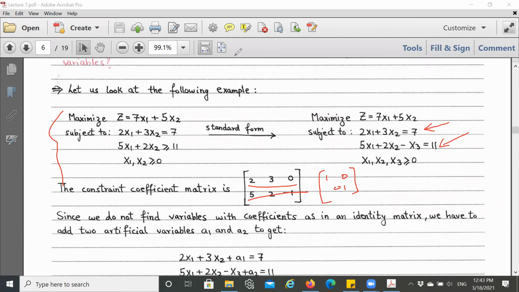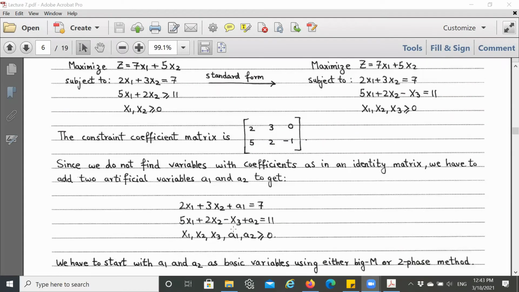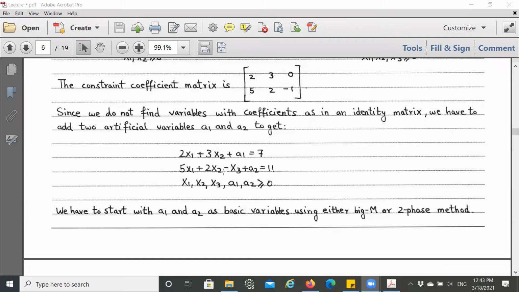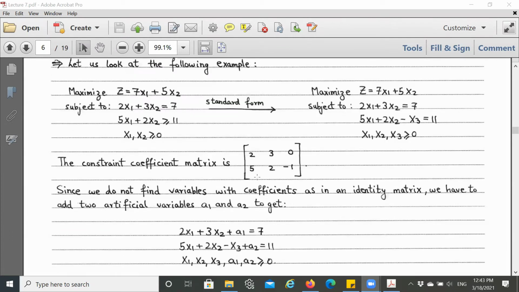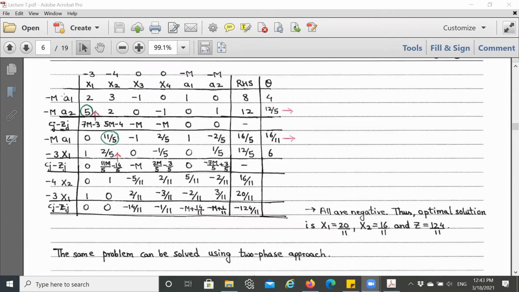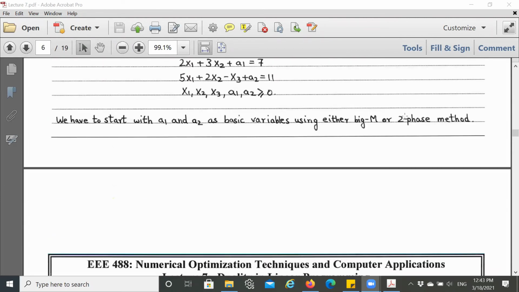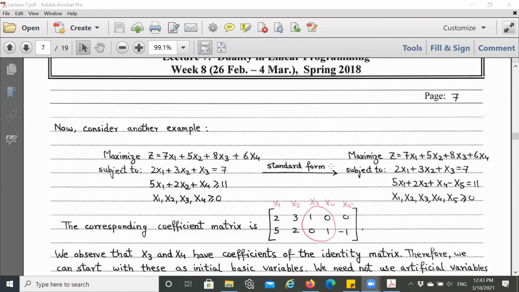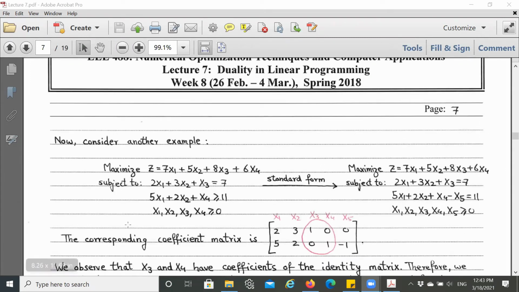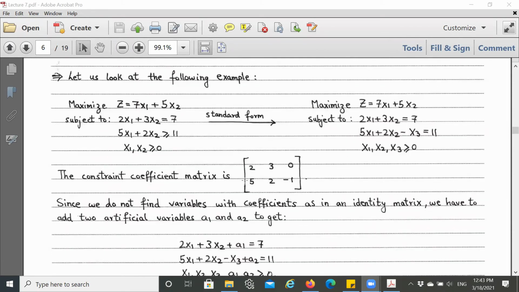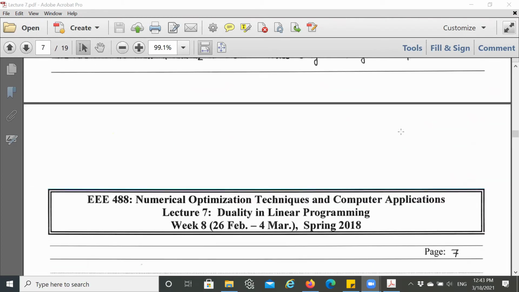And on doing so, let's do that. I added a1 and a2 to these two constraints, and we start with a1 and a2 as our basic variables, because that's what you saw in this. If you see on the left-hand side, they are our basic variables. And you can solve it using the two-phase method or the big M method. So that is one example. In that example, we couldn't identify any identity matrix, so we have to definitely add two artificial variables. Now let's look at another example.